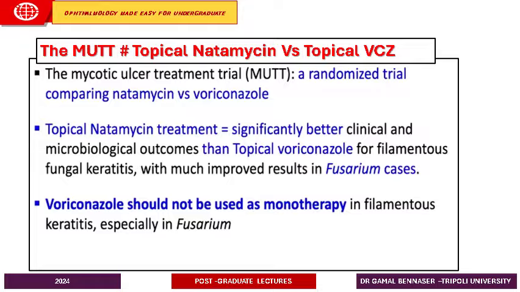So based on the recommendation from the MUT trial 1, the drug of choice is natamycin, which has a large range of effect against filamentous keratitis, especially fusarium. And as we said before, fusarium is very dangerous and can rapidly deteriorate the case. So as initial monotherapy, it is not advised to start with voriconazole, especially if the infection is due to fusarium. This is the recommendation from the MUT 1.